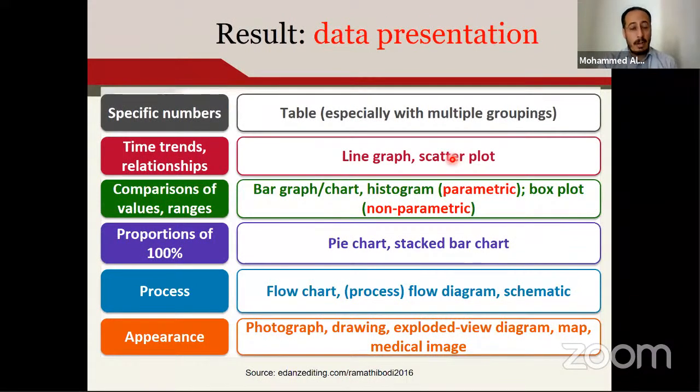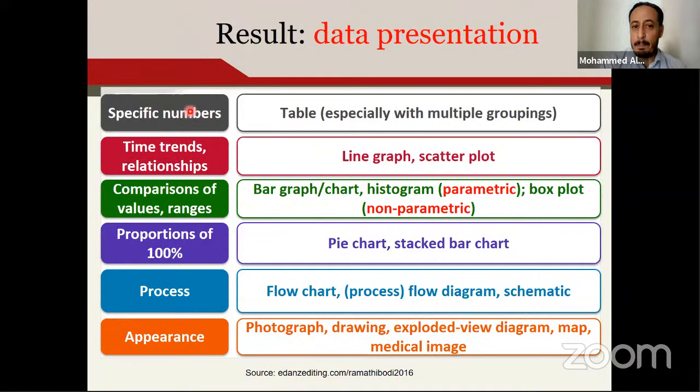Okay, so how to present the data? I will just finish the results and discussion part. After that, I'll have a break before I go to the editorial process. So how to present the data? There are different formats. This is a general guideline, but you could follow different guidelines.